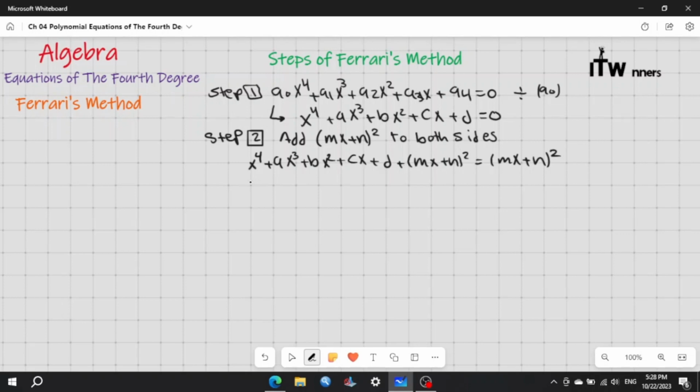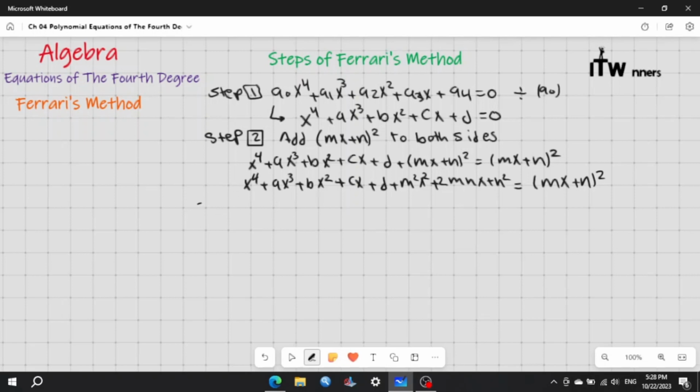So we obtain x power 4 plus a x cubed plus b x squared plus cx plus d, plus m squared x squared plus 2mn x plus n squared, equal to (mx plus n) squared.